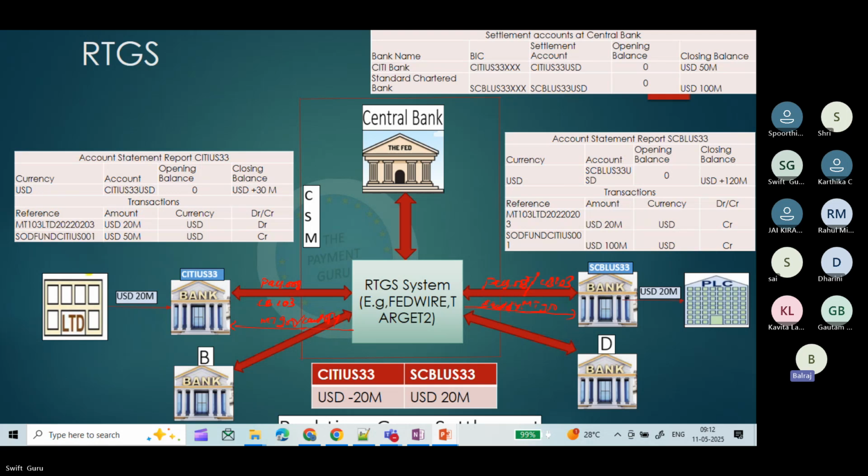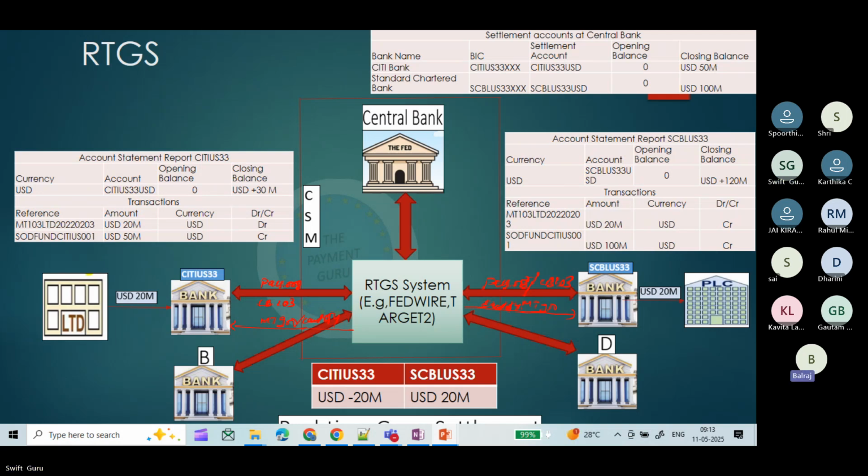One where Citibank has a settlement account with another bank, like the central bank. Is it a direct settlement? No, this is at the central bank. Citibank has a settlement account here at the central bank. Another bank in the US also has a settlement account at the central bank. All the local banks will have a settlement account at the central bank of the respective country in order to use the local payment system.